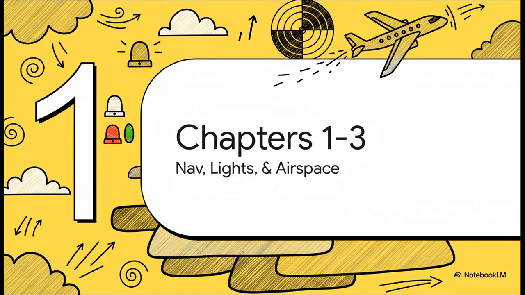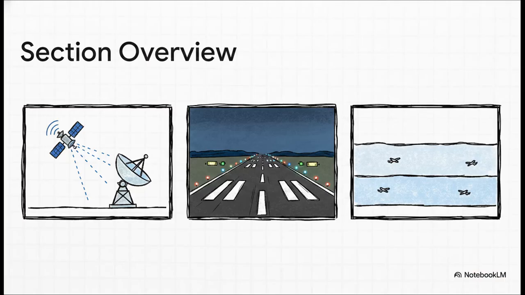These chapters form the foundation of your operational knowledge. They cover the physical environment in which we fly. These initial chapters detail 3 core areas: the systems we use to navigate, the visual aids like lighting and markings that guide us on and near airports, and the very structure of the sky itself.